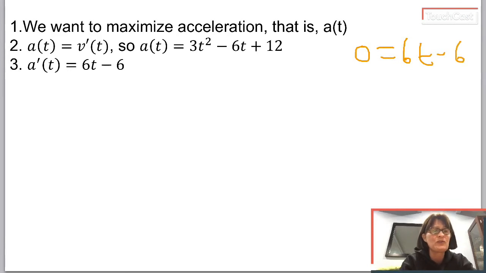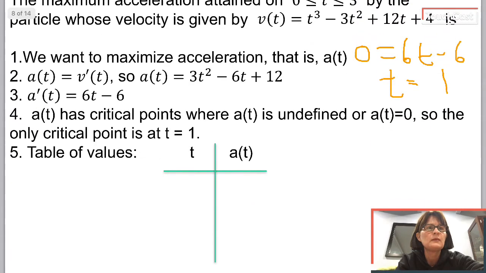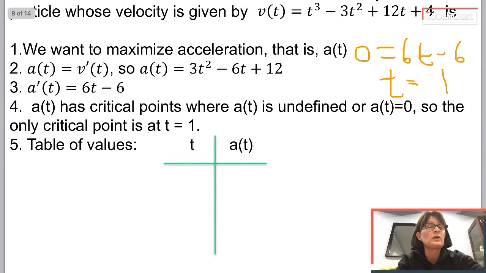If you solve that in your head, that's fine. If you want to add 6 to both sides and divide by 6, it doesn't matter here how much work you show. You need to get to the place where you decide that t equals 1 is the critical point. So recall that a has a critical point anytime a prime is 0, which is where t equals 1, or where a prime is undefined. But notice a prime is just a linear function. There's nothing about it that would make it impossible to use any particular input value.